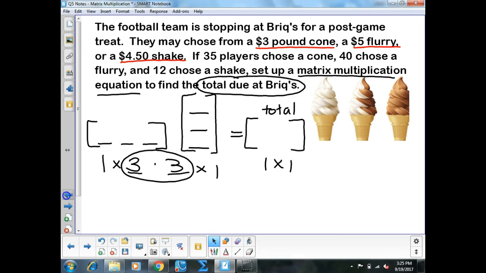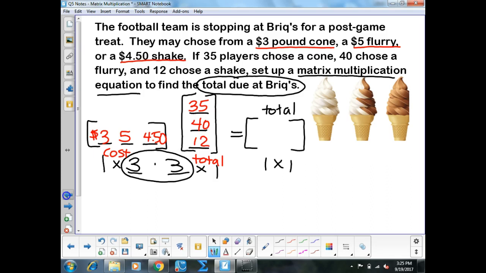So if we set this up, we would probably want to put the $3 pound cone. So this is going to be $3. And how many people are choosing the cone is 35. So this is the player total, and this is the cost matrix for each one. And so we have $5 flurries, and we are choosing 40 of those. And we have $4.50 shakes, and we have 12 people choosing those.